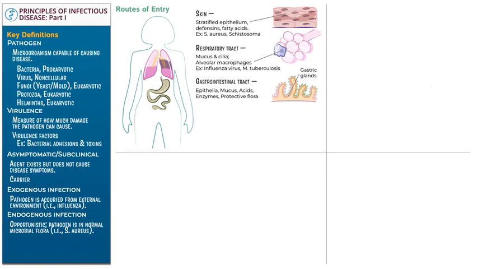The gastric glands produce a viscous layer of mucus, acids, and enzymes to trap and disable pathogens. Furthermore, the normal gut flora prevents pathogenic microorganisms from colonizing. However, when antibiotics kill the microbial flora, Clostridium difficile can flourish, leading to colitis and diarrhea.